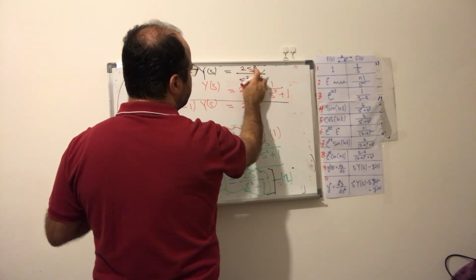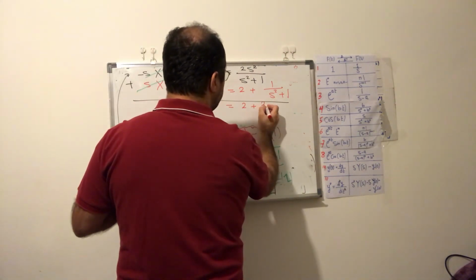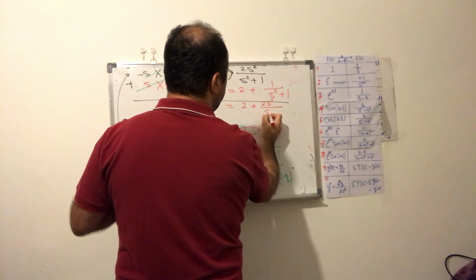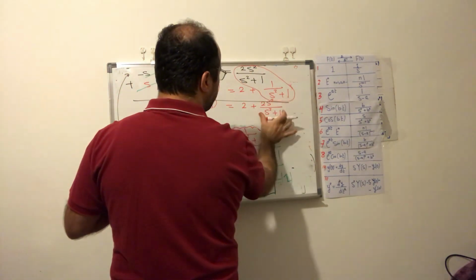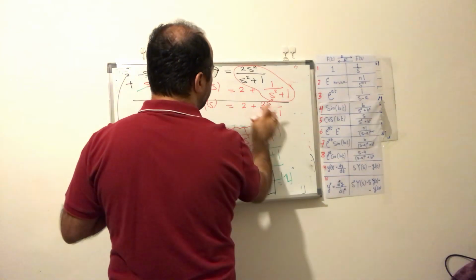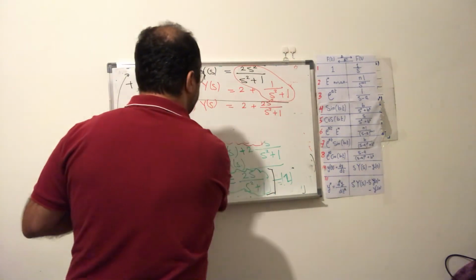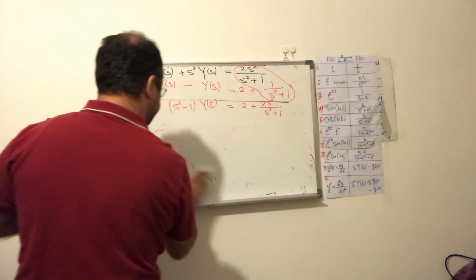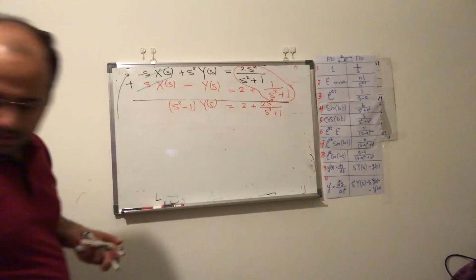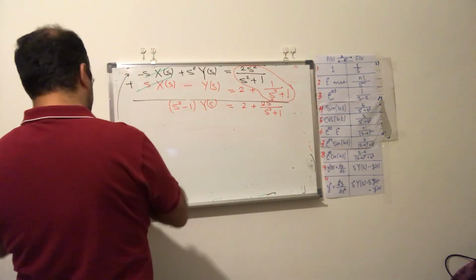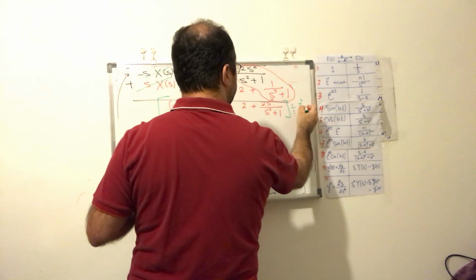Then you get 2s squared over s squared plus 1. So I group these two here: 2s squared over s squared plus 1, and here is the 2. Now the next step will be just to divide the whole equation by s squared minus 1.